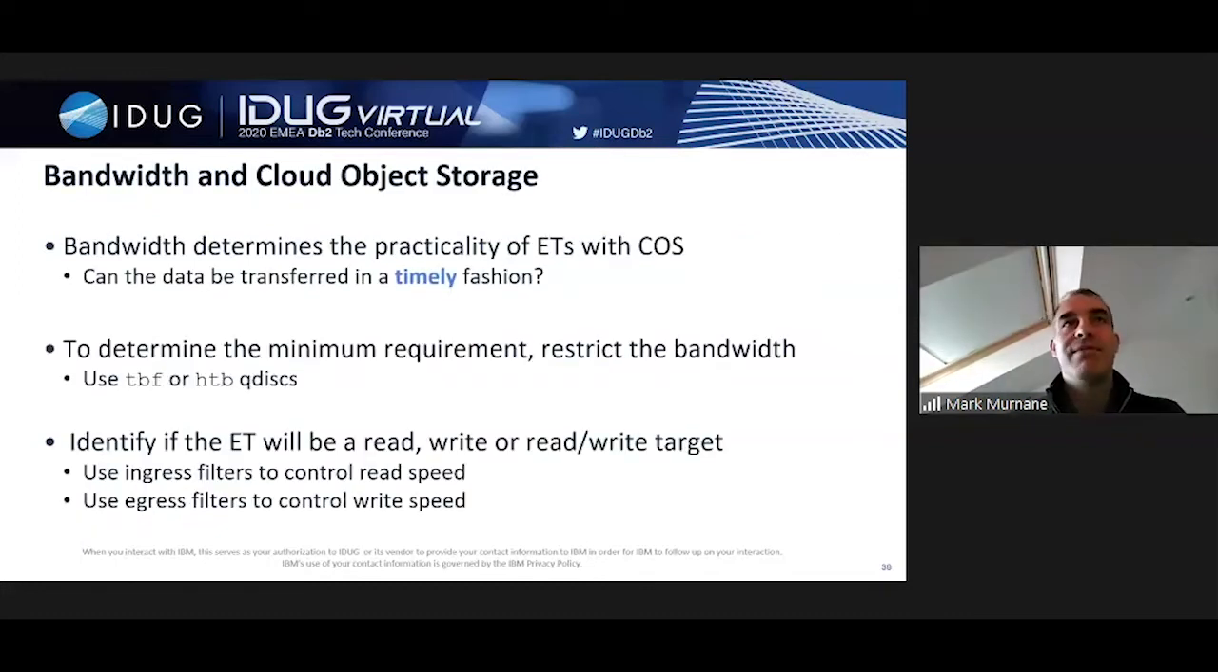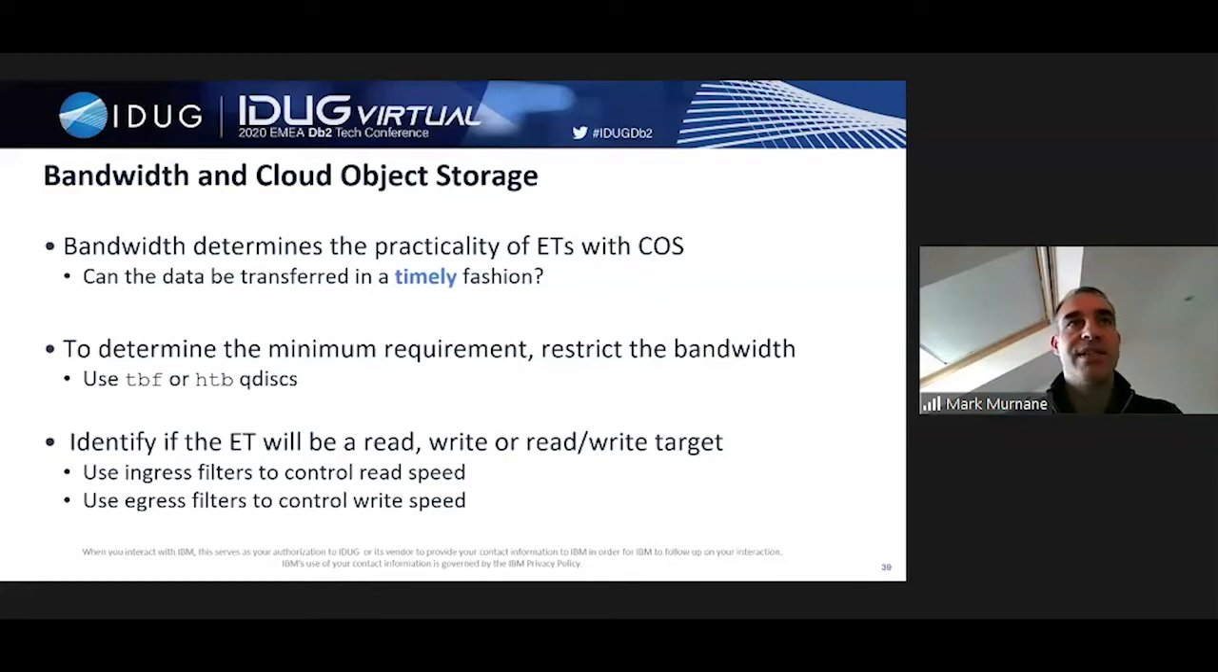The practicality of using external tables with cloud object storage is really governed by bandwidth. And the core question is, can I get access to the data I need in a timely fashion? That can be pushing data up to the cloud object store for onward ETL processing, or it might be that you're retrieving data for use in your ETL processes or in your batch processes.